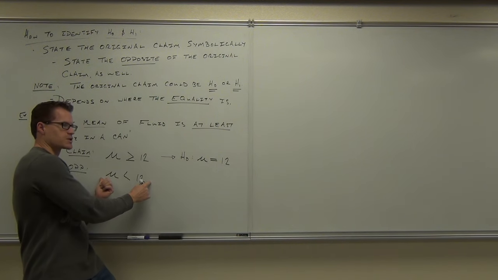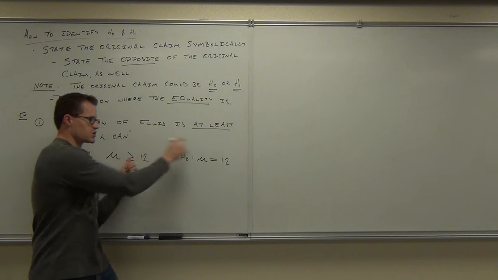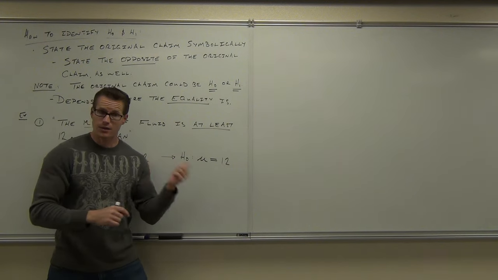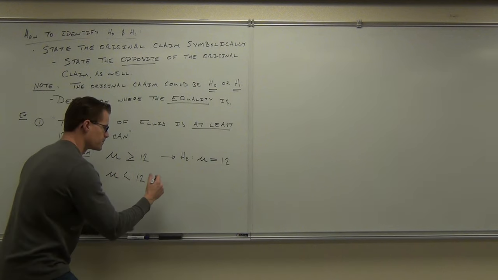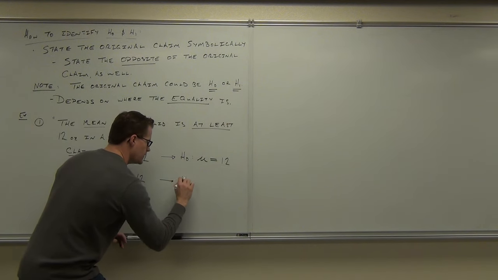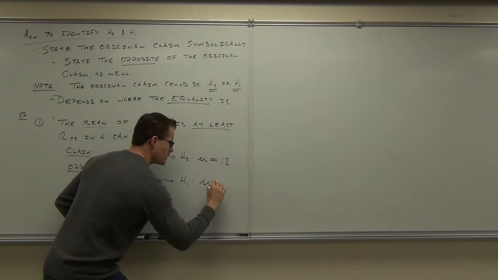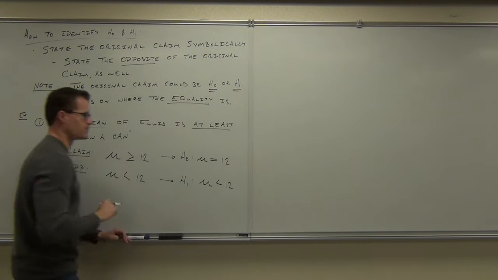But right now, you just got to buy into this. Identify your claim and your opposite. Wherever your equals is, just write equals. Can you do that for me? Yes, no? The other one, you leave it exactly like it is. In this case, H sub 1 has no equals. We write mu less than 12.